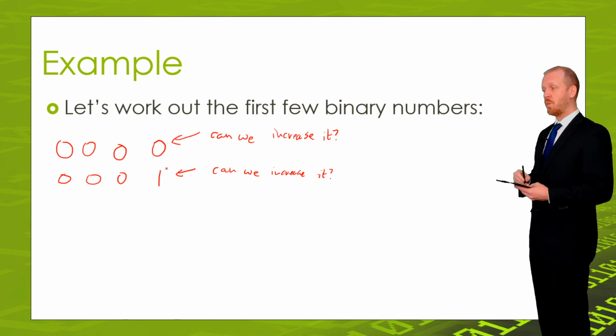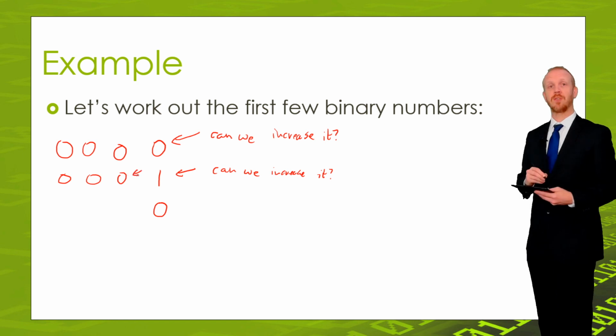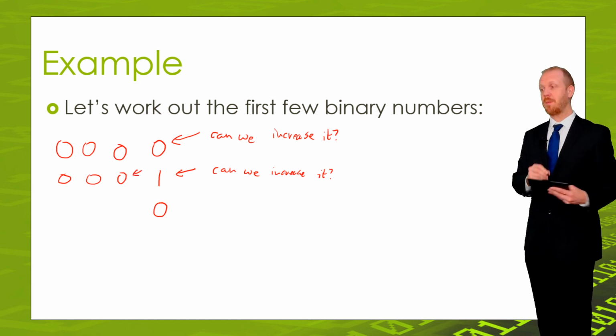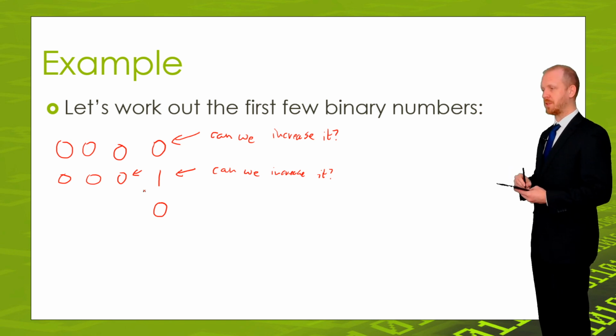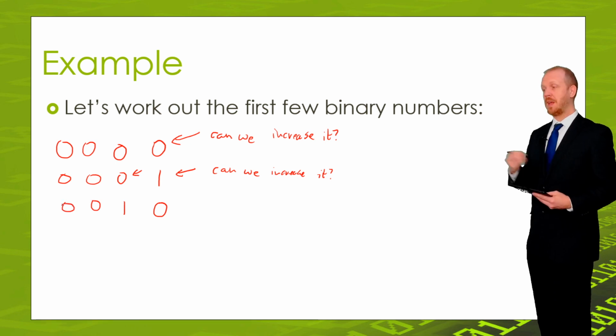So what we do is we reset that column. It goes all the way back to 0, and we move on to the next column and try to increase that. Can we increase the next column? Yes, we can. A 0 can increase to a 1, so that becomes 1. Everything else stays the same, and that's our next number. Let's keep going with that.